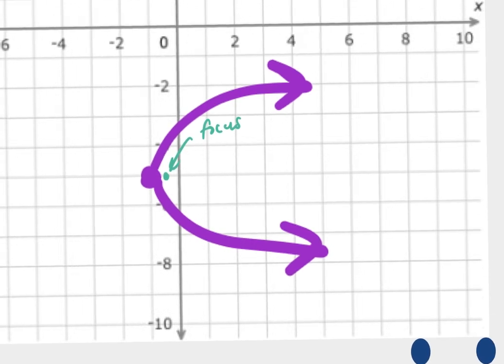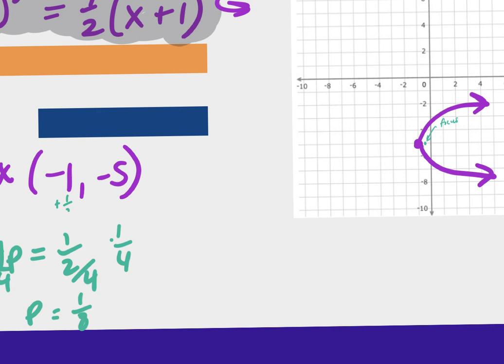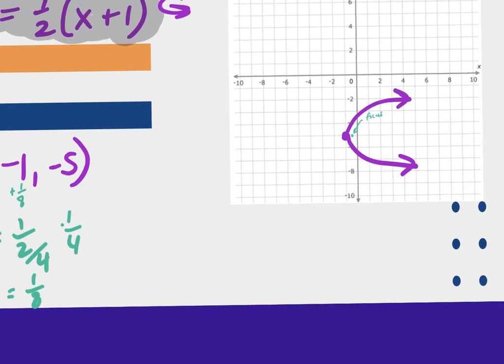So I would take the x coordinate of my vertex, which was -1, and add 1/8 to it. And that's -7/8 and -5. And then I move 1/8 to the left, and that's my directrix.